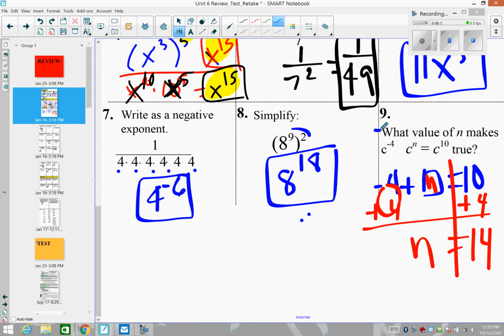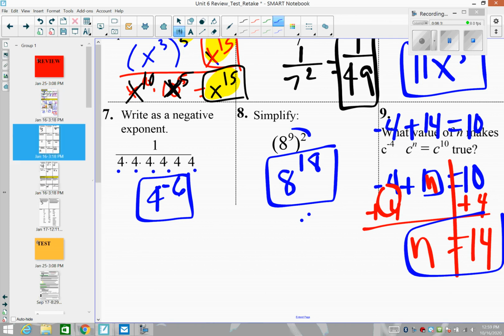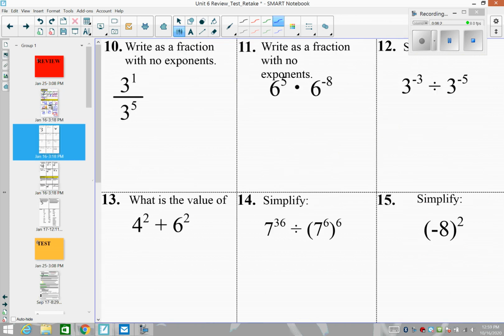So we have negative 4 plus 14. Does that equal 10 for our exponents? Boom, nailed it. That's the n value. Cool, keep rolling. Write as a fraction with no exponents.